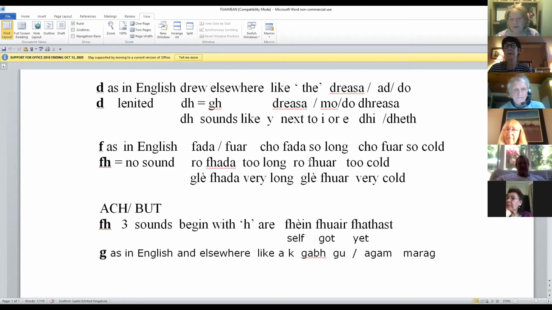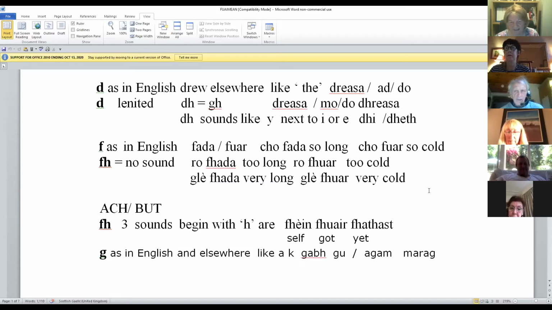So fuer becomes ro ur. Again, this FH has disappeared. It's silent. When the kids learn in school, it goes like this. Don't say FH. All right. So gle is another modifier, very. So gle ate and gle ur. Okay. So your FH completely disappears.